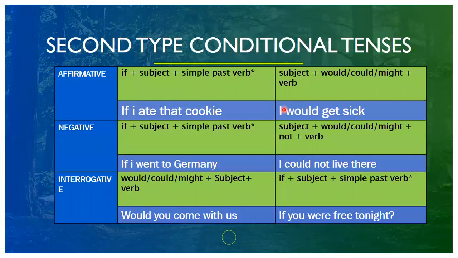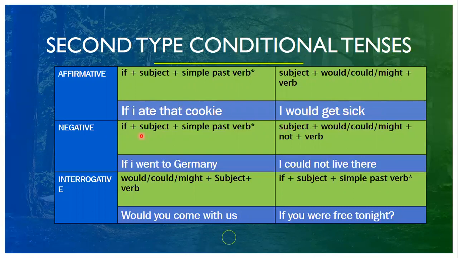We have the subject, that in this case is I. We're going to have any of those modals. In this case, I chose would. We have the verb in present, that is get, and you have any complement, that in this case is sick. Now put everything together and it says, if I ate that cookie, I would get sick. That means that in this case, we're talking that if I do this, this will be the consequence.